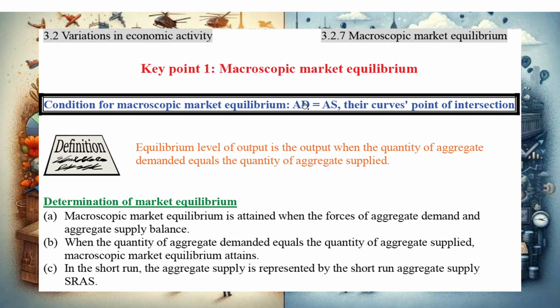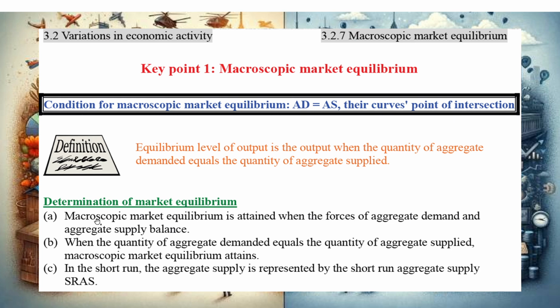When aggregate demand equals aggregate supply, it is the intersection of the curves. It is the market equilibrium. Very easy to understand. And the equilibrium level of output, GDP, is the output when the quantity of aggregate demand equals the quantity of aggregate supply. That is the definition. How to do it: draw the two graphs and find the intersection. Determination of the market's equilibrium.